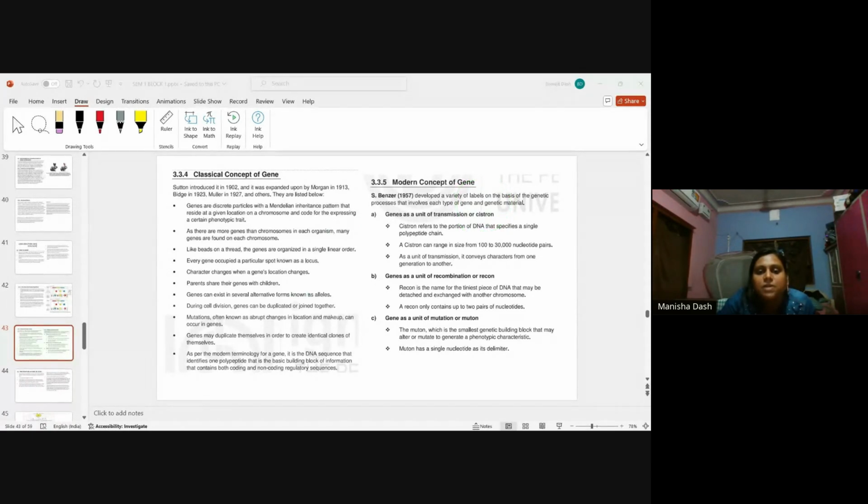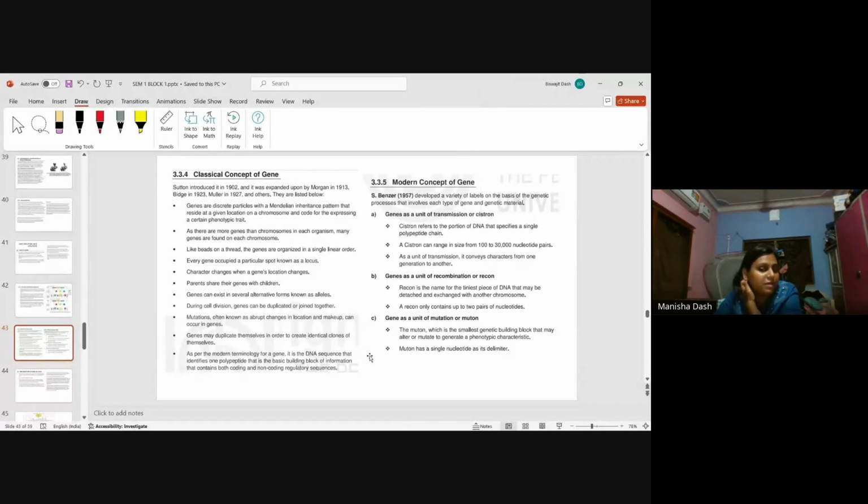Similarly, gene can also be expressed as a unit of recombination, or you can call it a recon. So recon is the name of the tiniest piece of DNA that may be detached and exchanged with another chromosome. That means the segment which can undergo crossing over, or a recombination process, will be called a recon. Similarly, the segment of DNA which can undergo a mutation can also be called a gene, which is a muton. So these are the modern concepts of gene.